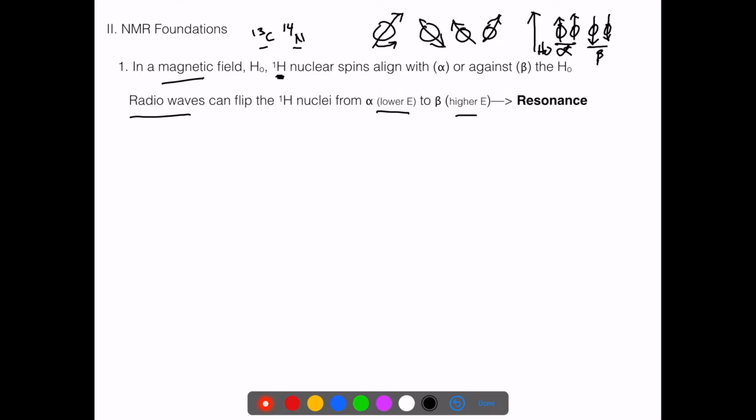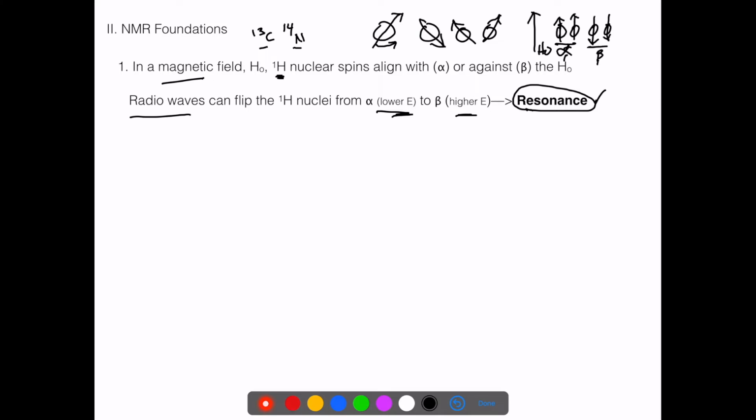So we can actually add some energy in, and we can get these alpha to flip, turn over, so their spin's pointing down. And that energy difference between the alpha and the beta, going from a lower energy to a higher energy, is what we know as resonance. This difference in energy and flipping them is what we say is resonance, and that's an important term in NMR.